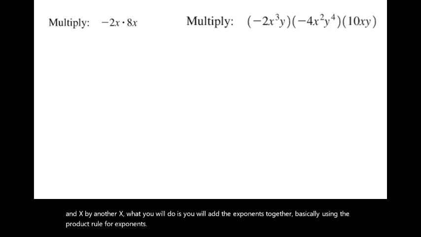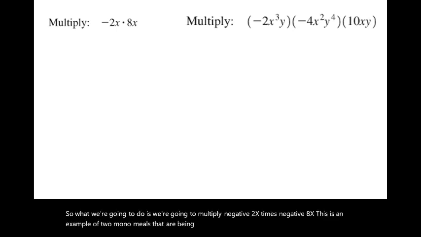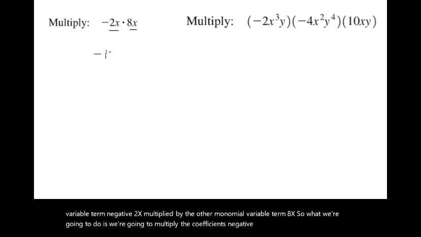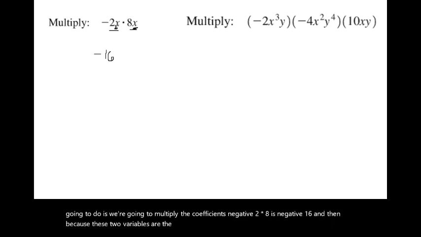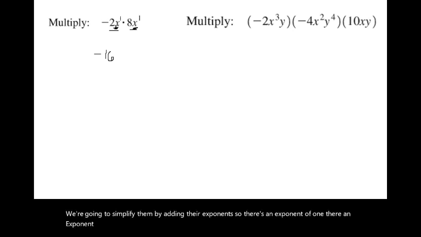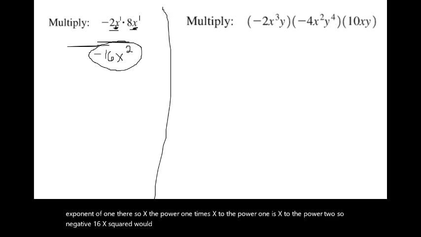So what we're going to do is multiply negative 2x times negative 8x. This is an example of two monomials being multiplied together. We have the variable term negative 2x, multiplied by the other monomial variable term negative 8x. So we're going to multiply the coefficients. Negative 2 times negative 8 is positive 16. And then, because these two variables are the same, we're going to simplify them by adding their exponents. There's an exponent of 1 there and an exponent of 1 there. So x to the power 1 times x to the power 1 is x to the power 2. So positive 16x squared would be that product.